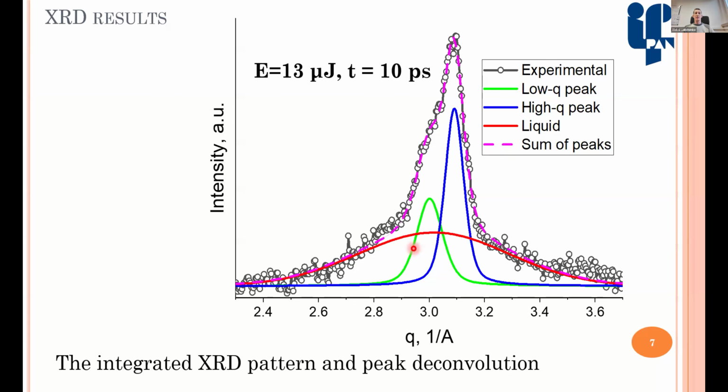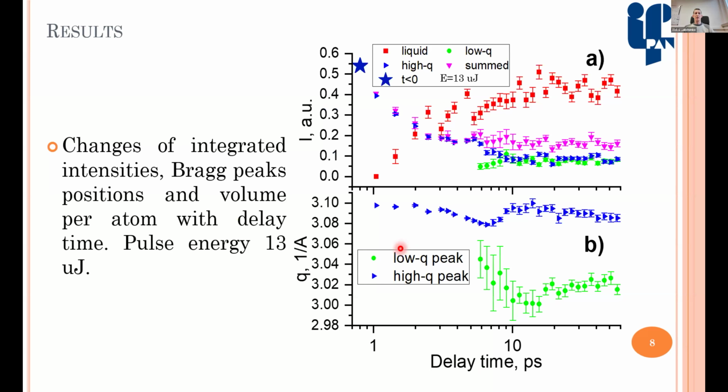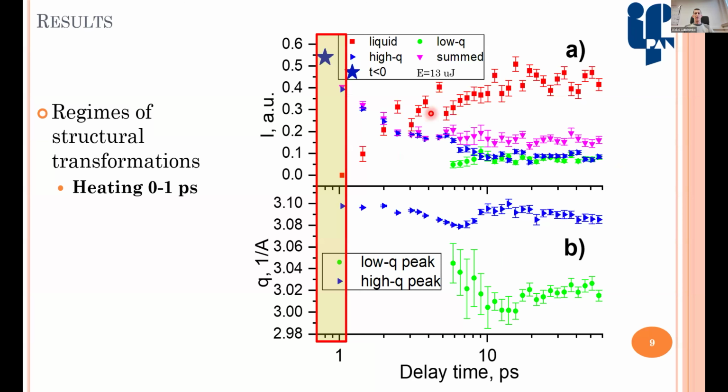These obtained results were filtered, and from this we can obtain time dependencies for peak intensities, as shown in this figure: intensities of Bragg peaks and liquid, and position of Bragg peaks. Here are shown results for 13 microjoules energy.